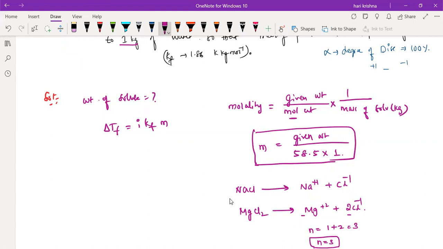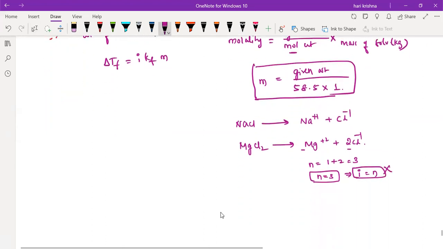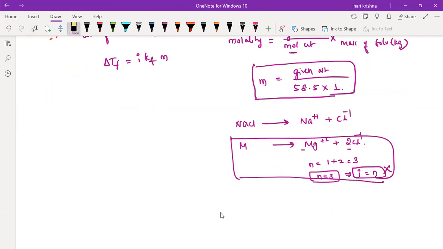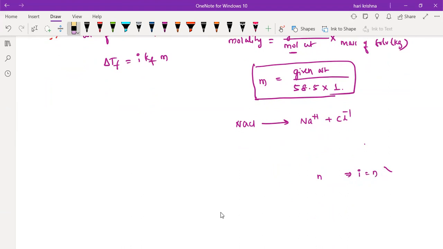And they didn't mention anything about the association or the dissociation, whether this is 100% or not. So in that case, i is equal to n. Or if you don't know how to remember this one, use the formula itself directly. Okay, so this is not required for us. We just got n equal to 2 here because two ions are forming.